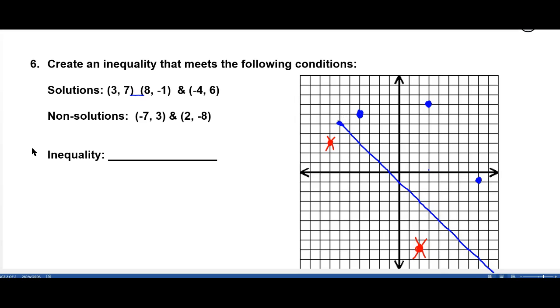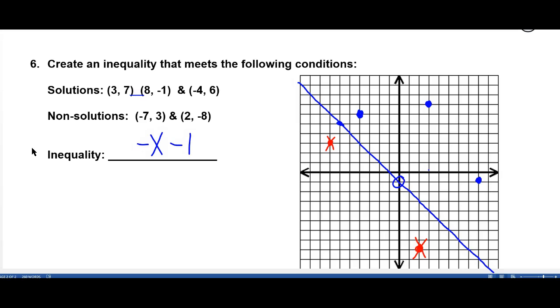And that will split the blue from the red. Now there's a bunch of different correct answers here. This is definitely not the only correct answer. This is just one of them. My slope is -1, so I'm going to say -x. My y-intercept is also -1, so I'm going to say -1.